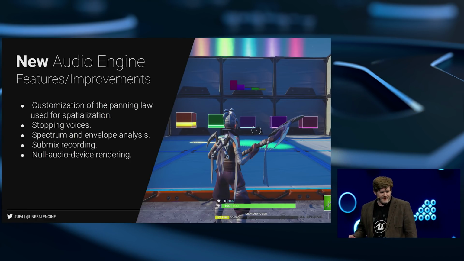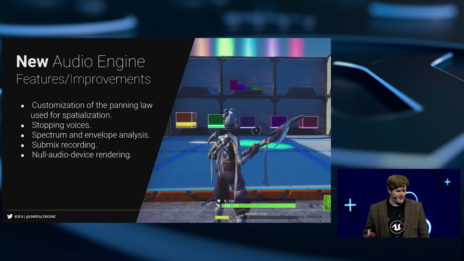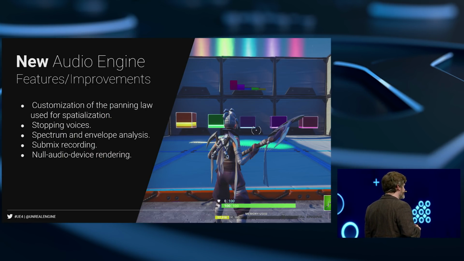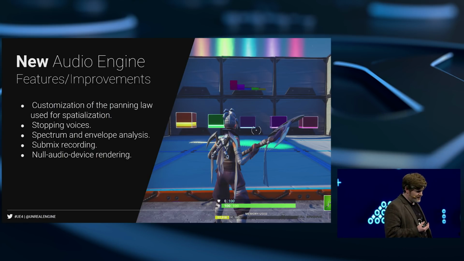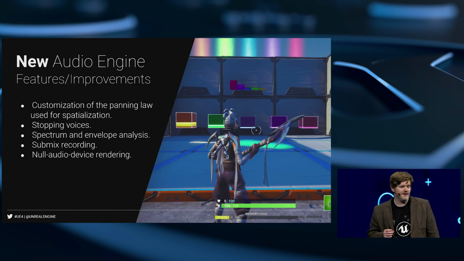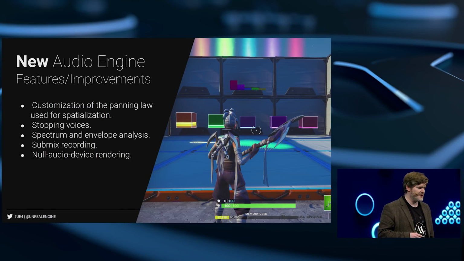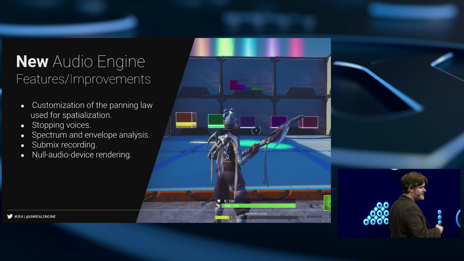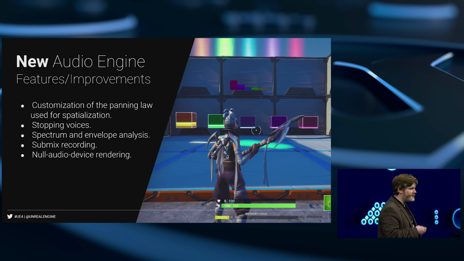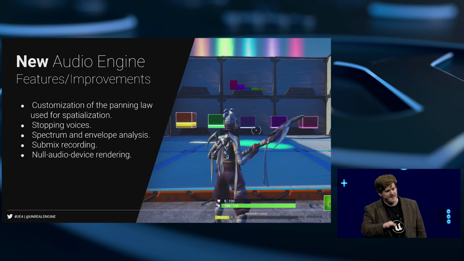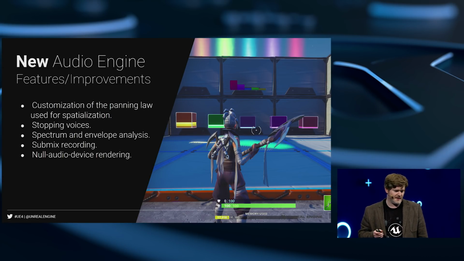So some of the stuff that we've added to the new audio engine from our tests with launching on Fortnite are allowing the ability to customize the panning law that you use for the audio engine. We implemented stopping voices. It's a subtle feature that we noticed once we started A/B testing with Fortnite. Basically, when you stop a sound source in the new audio engine, before stopping voices, it would instantly stop, which could cause a noticeable little discontinuity at the end of the sound. So we added sort of headroom so that when you stop a sound, it takes a little bit of time to fade out, and that's customizable.